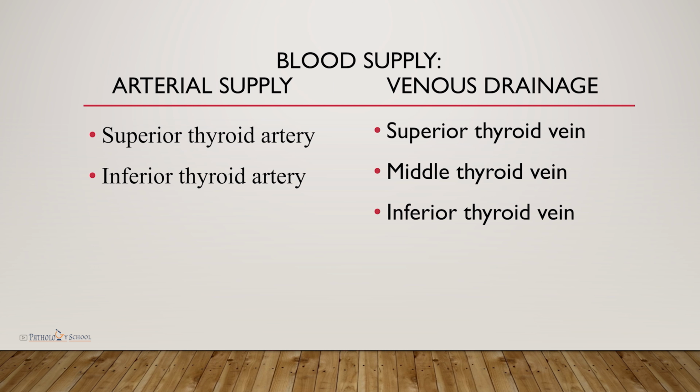The blood supply of the thyroid gland is as follows. The arterial supply is mainly derived from the superior thyroid artery and the inferior thyroid artery, while the venous drainage is by the superior thyroid vein, middle thyroid vein, and inferior thyroid vein.